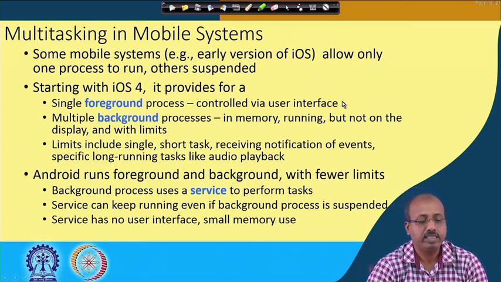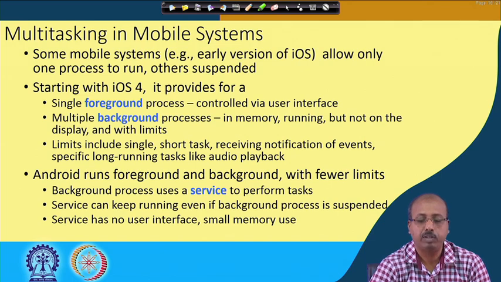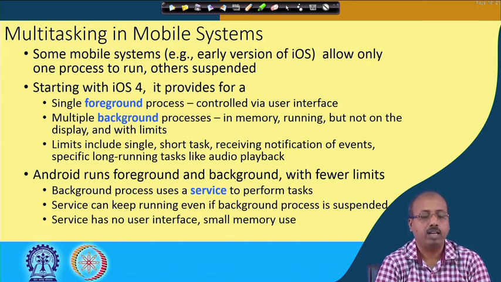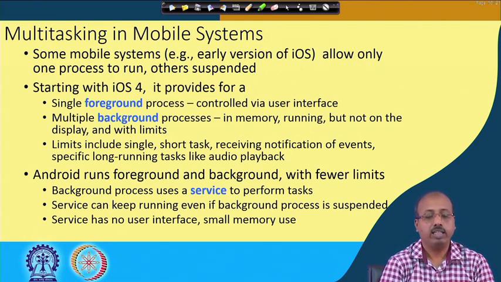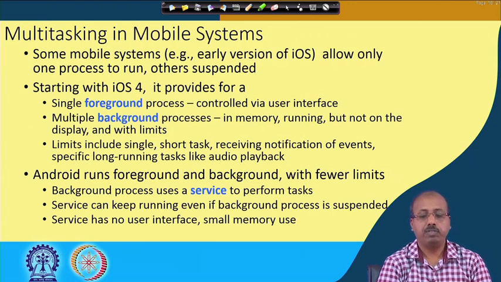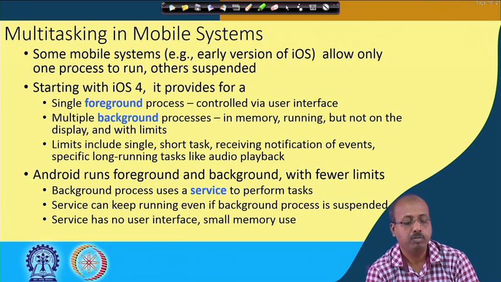Now, in mobile systems, there is the concept of multitasking. Some mobile systems, for example the early versions of iOS, allow only one process to run and others are suspended. This is a very simple system and only one process will be running, so multitasking is not there. Starting with iOS 4, it provides for a single foreground process controlled via the user interface and multiple background processes in memory, running but not on the display and with limits.